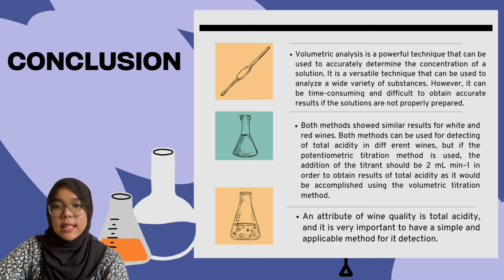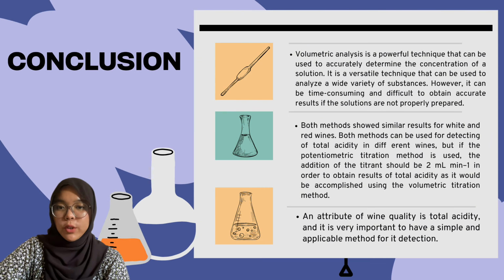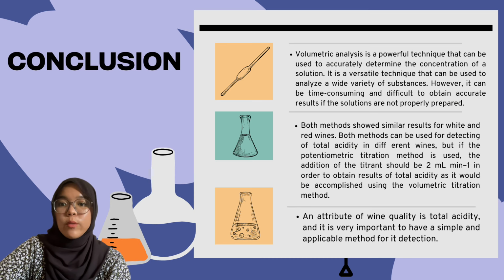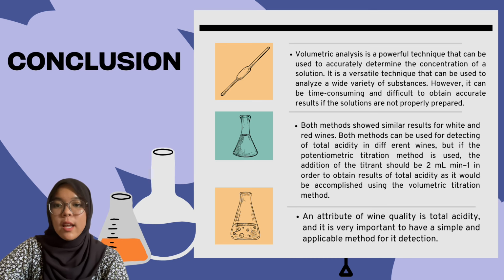Finally, total acidity is an important indicator of wine quality, and having a simple and applicable method like volumetric titration makes it easier to detect and maintain product standards. So overall, while this method may require careful preparation and handling, it remains a valuable tool in both research and industry due to its simplicity, flexibility, and effectiveness.